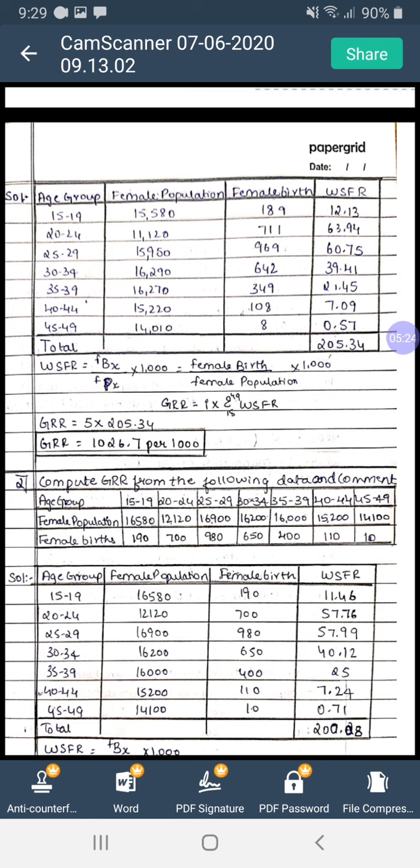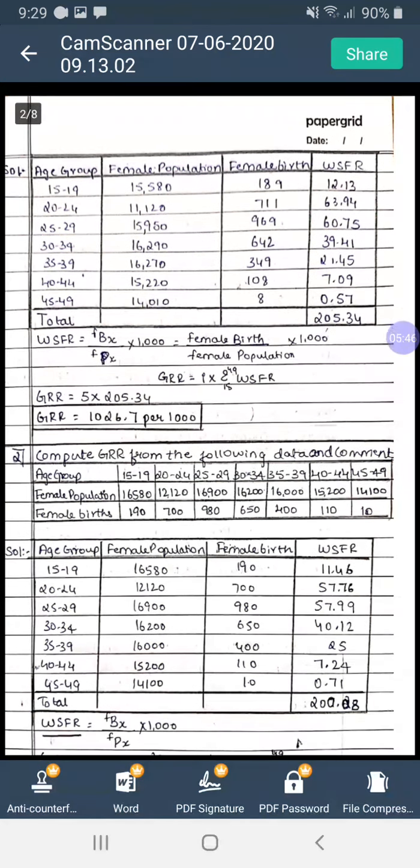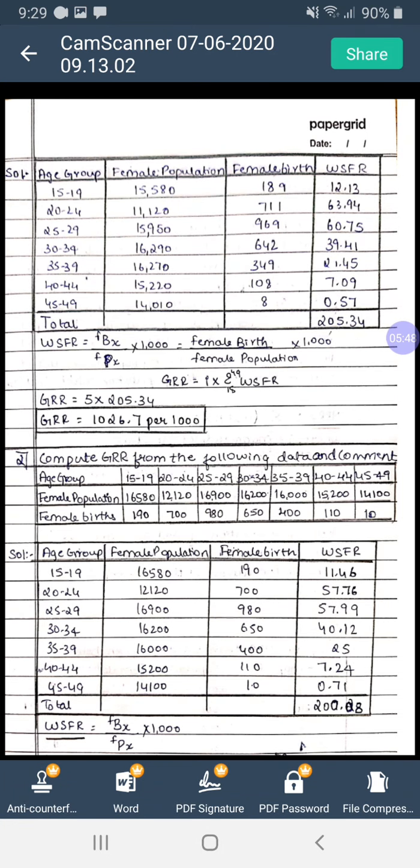Next, 349 divided by 16,270 into 1000, you will get 21.45. Next, 108 divided by 15,220 into 1000, you will get 7.09. Next, 8 divided by 14,010 into 1000, you will get 0.57. Now keeping this, we'll add the total only for WSFR, that is the women's specific fertility rate.